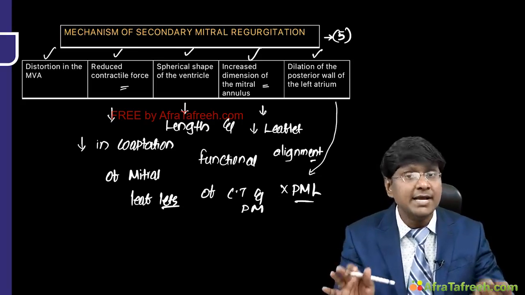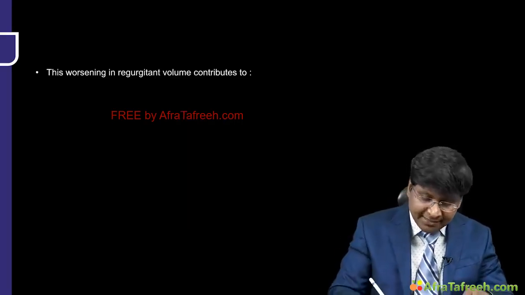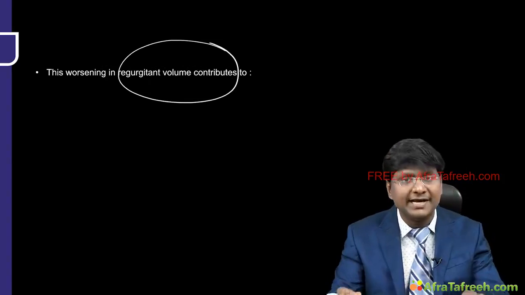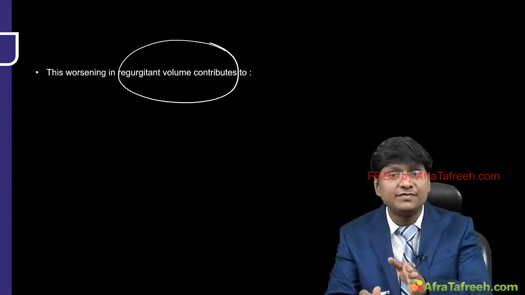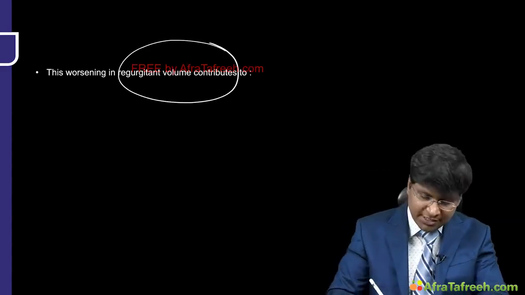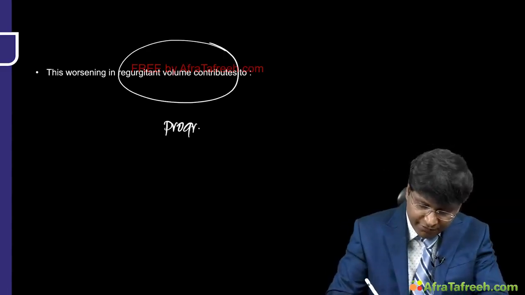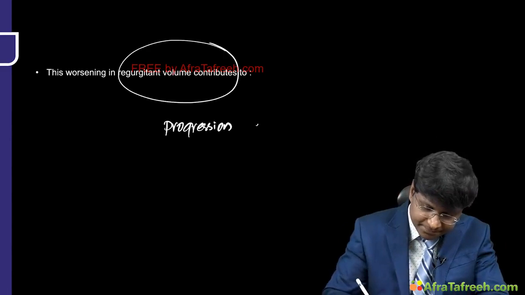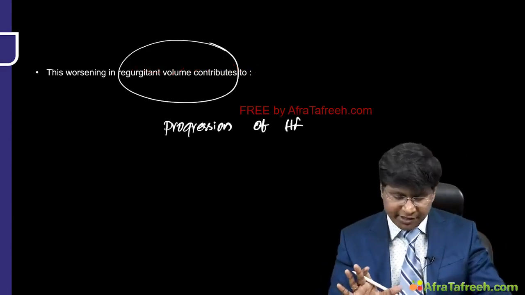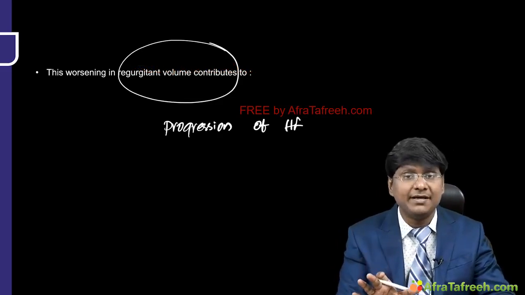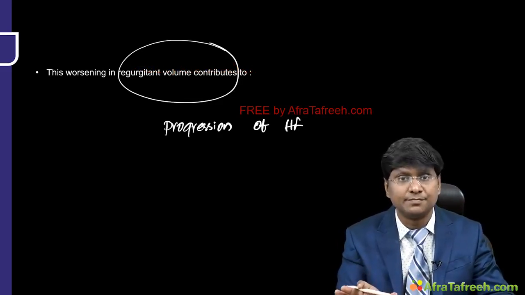And you have to understand that the heart failure will further progress when there is worsening of the regurgitation. So this worsening of the regurgitant volume will cause progression of the heart failure. Okay, so this is a very important abnormality that is happening in patients with heart failure.